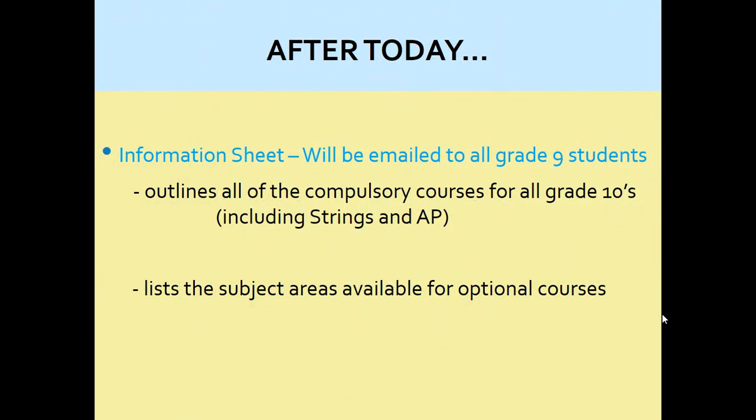After today, an information sheet will be emailed to all grade 9 students. It will outline all the compulsory courses for grade 10s, including the strings and AP, and it will list the subject areas available for optional courses. This is something you can explore through My Blueprint, but students sometimes tell us they like to have a handy list to look at.